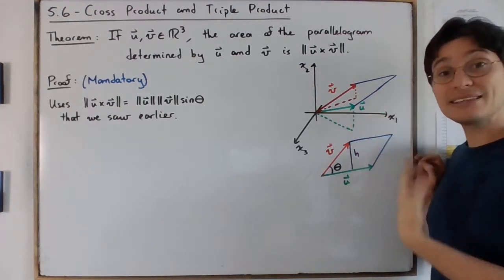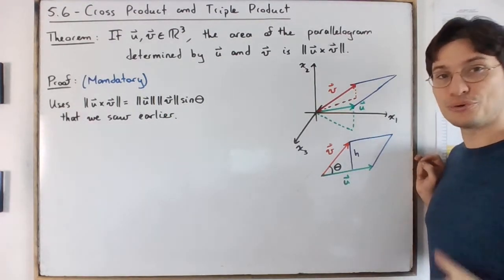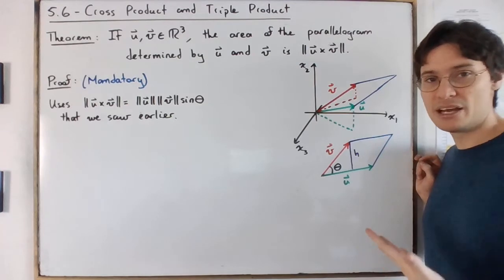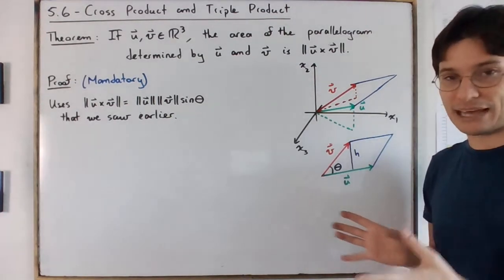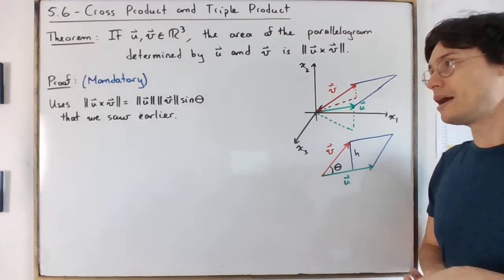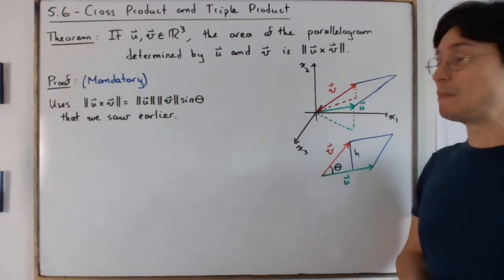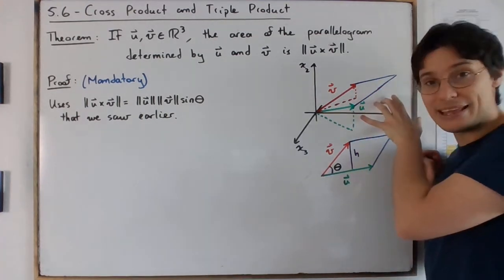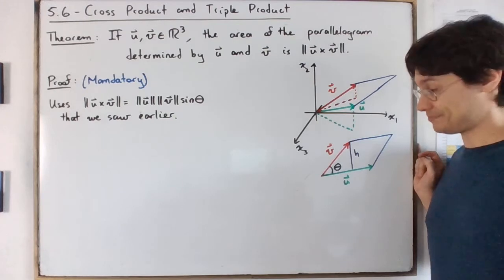us to calculate the area of a parallelogram that doesn't sit nicely into R2, okay? So if the parallelogram is on a sheet of paper, meaning that the vectors are in R2, then we can simply use the determinant and we're good. But if it is in R3, this is where we actually need the cross product.